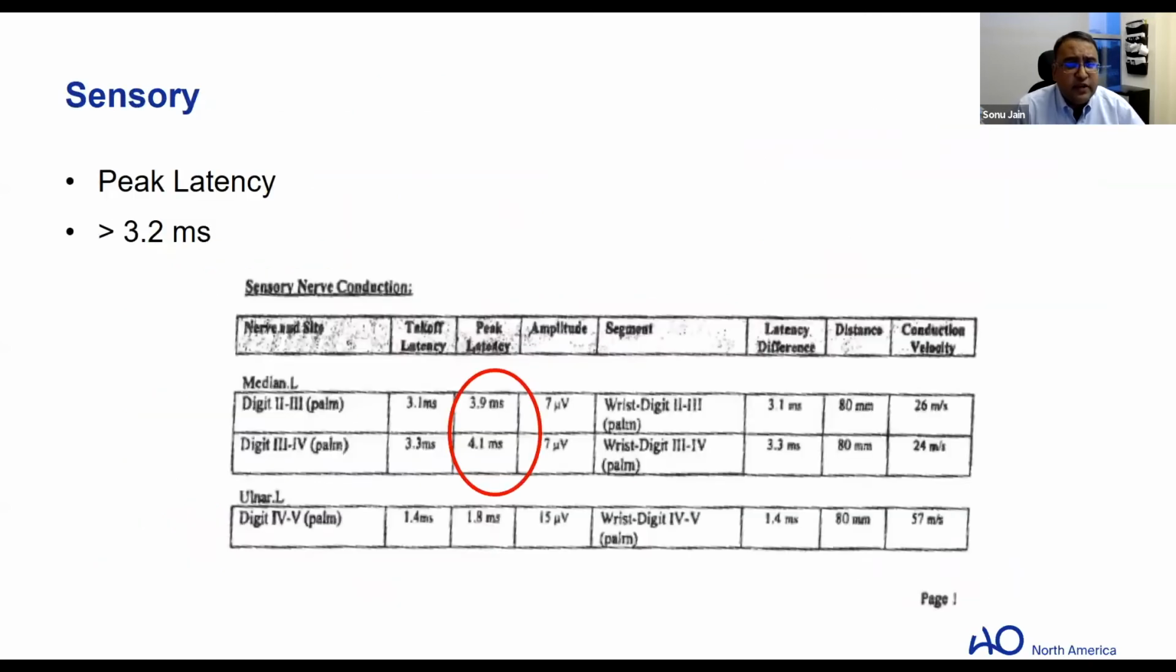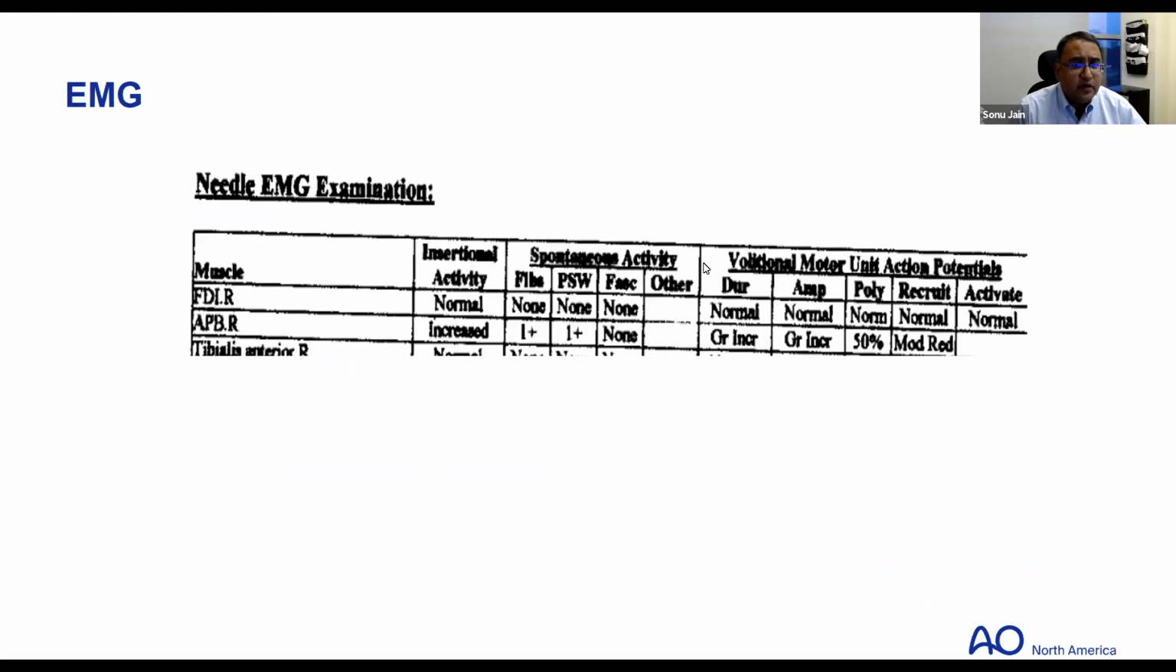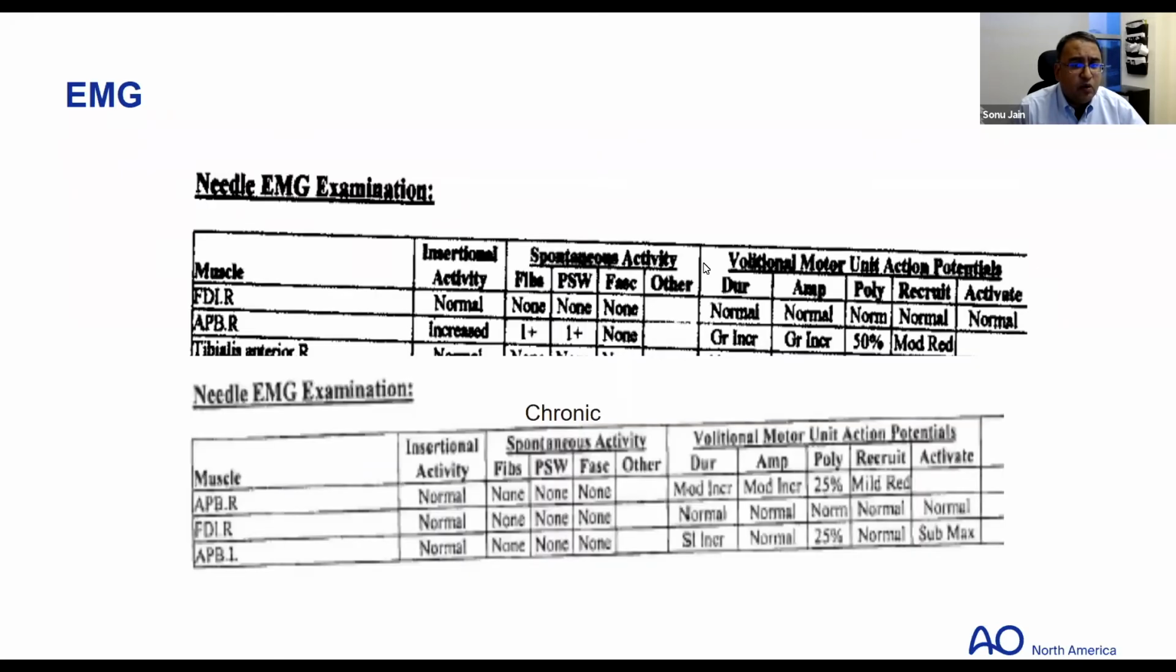So again, you can see here your latencies increased for your sensory portion, again greater than 3.2 in this EMG, and you can see that right there. And then also your EMG portion here, showing you changes as well, with fibrillations and sharp waves here.